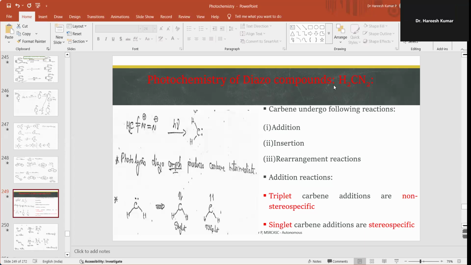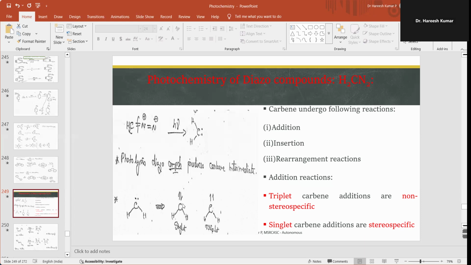Okay. In this video, we'll discuss the photochemistry of diazo compounds and the photochemistry of cycloadditions with molecular oxygen. Firstly, we'll take the diazo compounds. A diazo compound is nothing but CH2N2. This CH2N2, diazomethane, on irradiation with light, will give you the carbene.